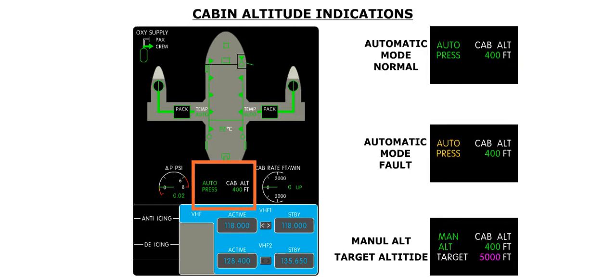The mode of operation of the pressurization system is indicated on the left side of the cabin altitude. Automatic pressurization indicates that the system is in the automatic mode. Green indicates that the system is operating normally, and amber indicates a fault in the system. Manual altitude means that the pressurization system is being operated in the manual mode. In this mode, a target altitude is displayed in magenta under the current cabin altitude.